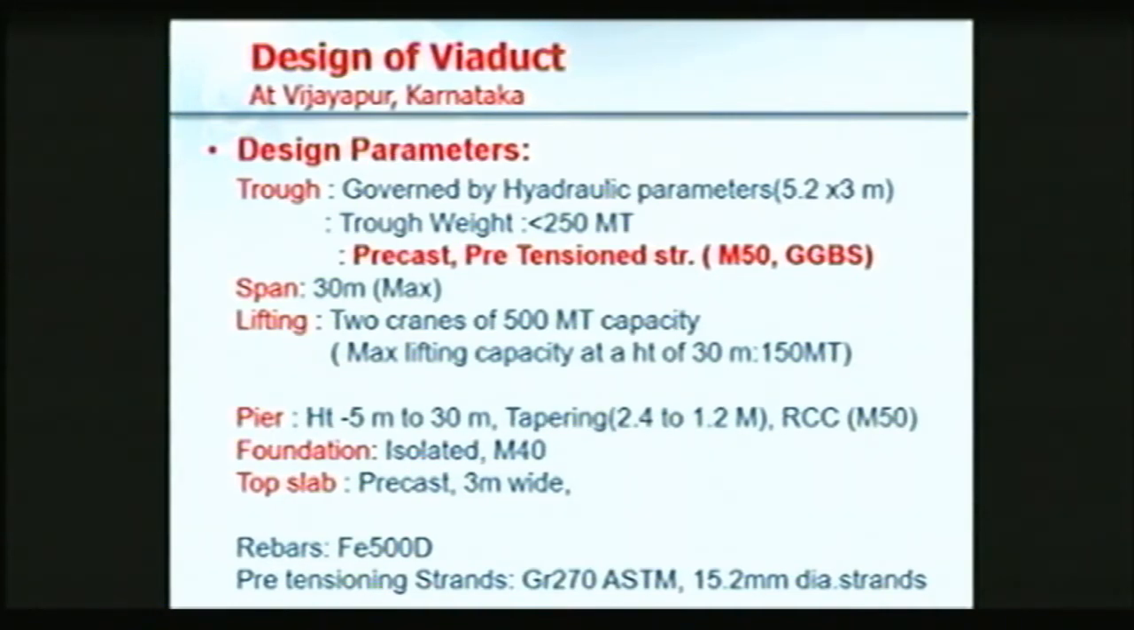Then for materials, we used M50 grade of concrete, because we wanted to save time and complete well before the tender period. For 3 day strength, we required about M35 grade. So we really went for M50. And you know that M50 conventional concrete is extremely difficult, so we resorted to GGBS, thereby contributing towards reducing global warming, as you listened to in the previous lectures. For other materials, we went for FE500D reinforcing steel and grade 270 conforming to ASTM standards for the pre-tensioning steel.